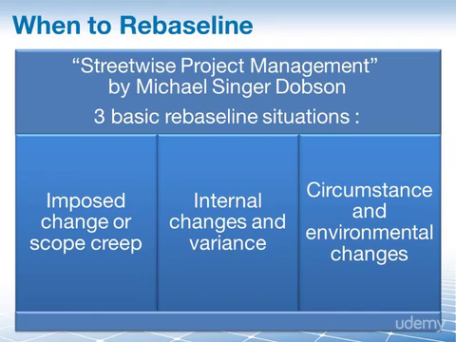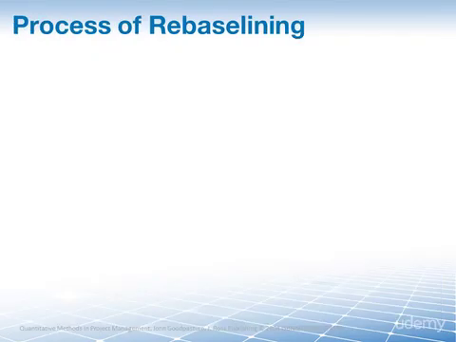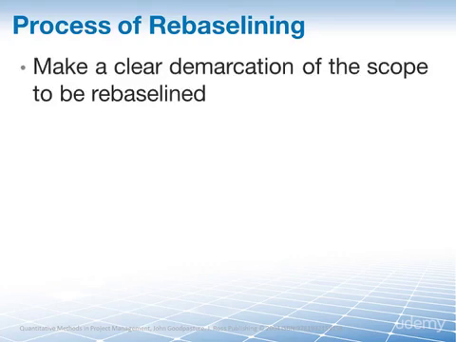Now let's discuss the process of rebaselining, and let's use the example of rebaselining the performance measurement baseline, which you would do if it no longer represents the plan or significant variances were being reported. So the project manager, in consultation with the project sponsor, will rebaseline the project using the following steps. First of all, make a clear declaration of the scope that is to be baselined in the new baseline.